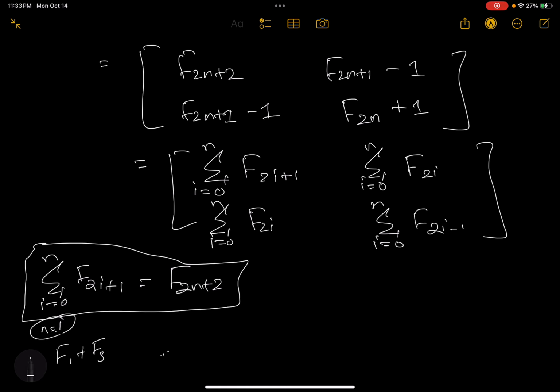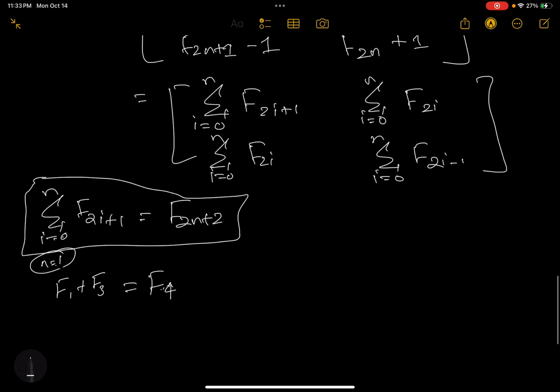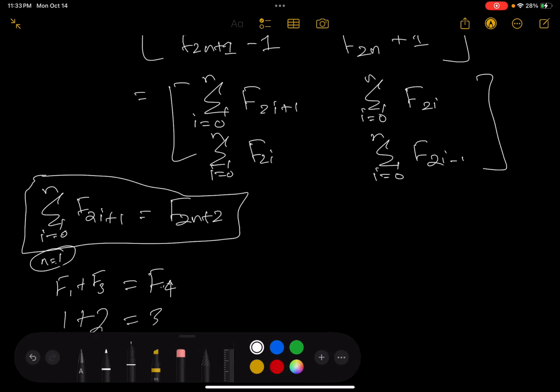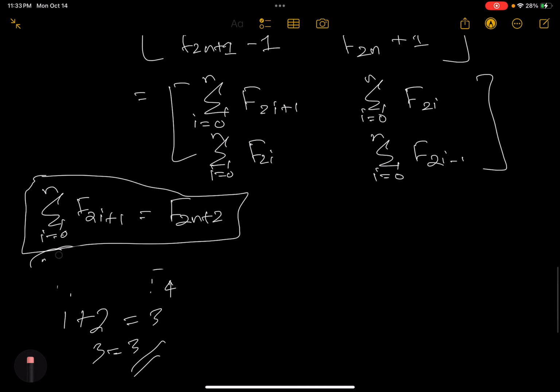So the sum of these two should be equal to f(4), right? This is just 1. This is just 2, right? 1, 1, 2, yeah. And this is 3, right? Yeah, 3 equals 3. See, that works. Now let's go to the other. Let's get some other formulas as well.